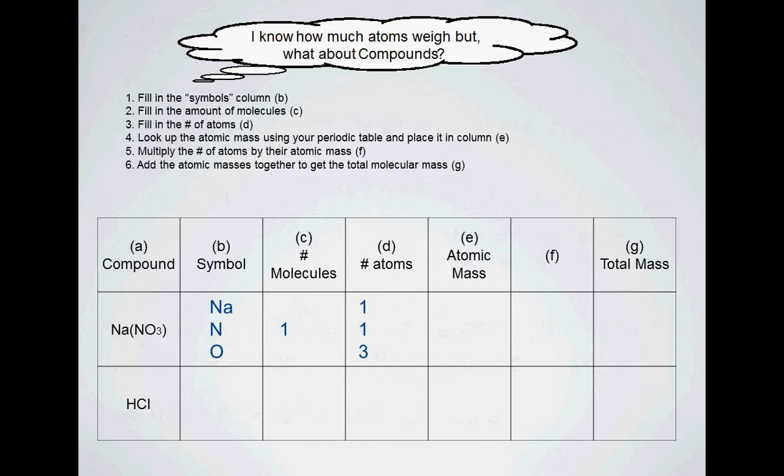Now I need the atomic masses. This is why we need our periodic table. Sodium? 23. Wait, I have a question. Why did they put NO subscript 3 in parentheses if there isn't a subscript after it? Because that still is acting as a group together. Even though there's no subscript after it, that nitrate is a radical that acts as sort of its own molecule, its own element almost.